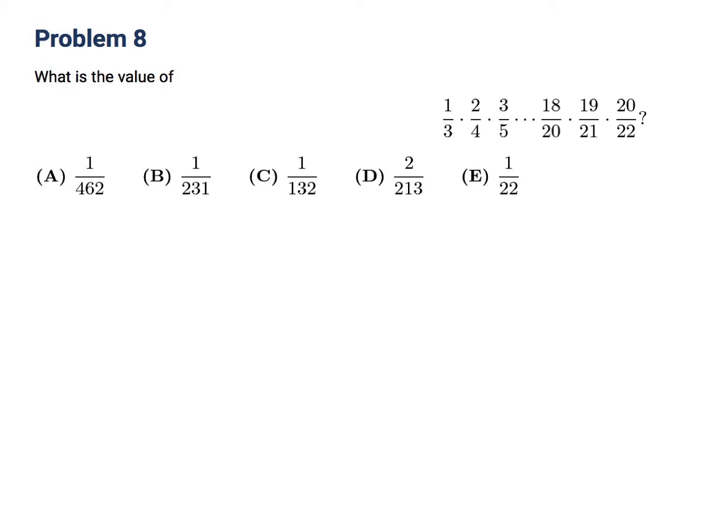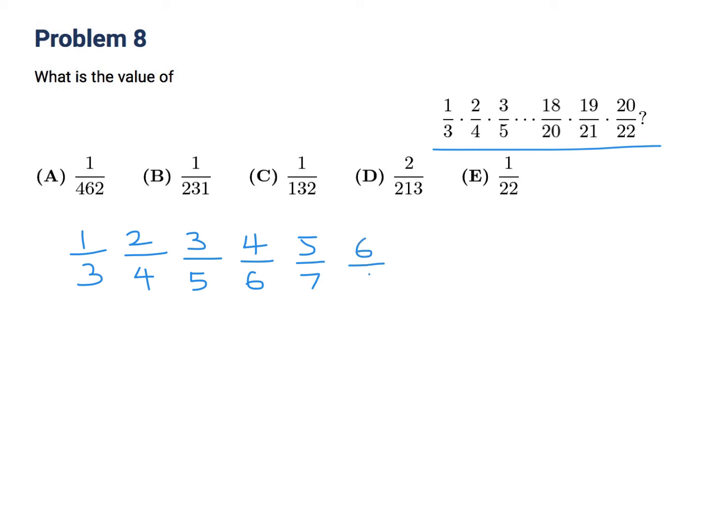What is the value of this expression? Okay, so I'm not going to write out all of it because I don't think it's necessary, but I'm going to write out at least a few more. So 4 over 6, 5 over 7, 6 over 8, 7 over 9, dot, dot, dot. And then similarly, 17, 18, 19, 20, and the denominators 19, 20, 21, 22.